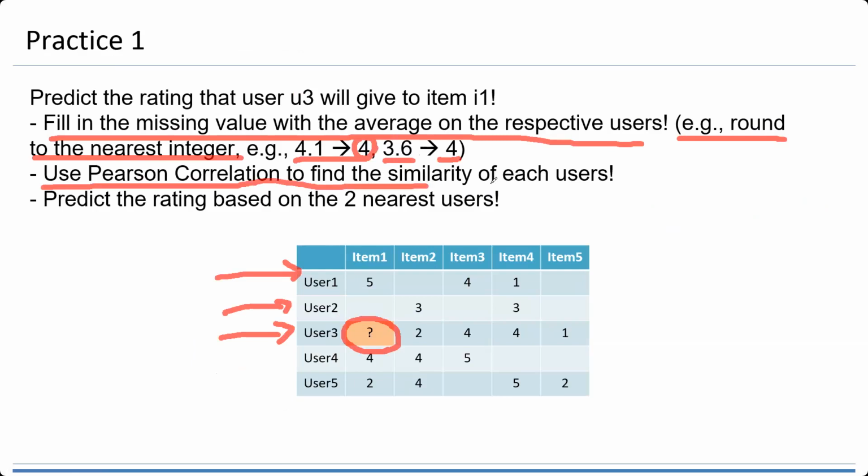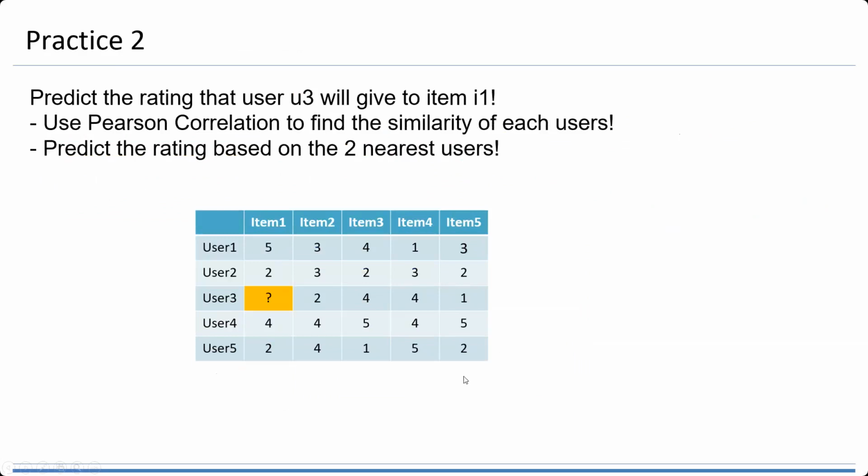So please use the Pearson correlation to find the similarity of users, and let's predict the rating based on the 2 nearest users. The idea is the same as this one, but this is a complete rating, so you don't need to fill in the missing value. And you also need to use the Pearson correlation and predict with the 2 nearest users. And let's see what is the difference between those 2 results.